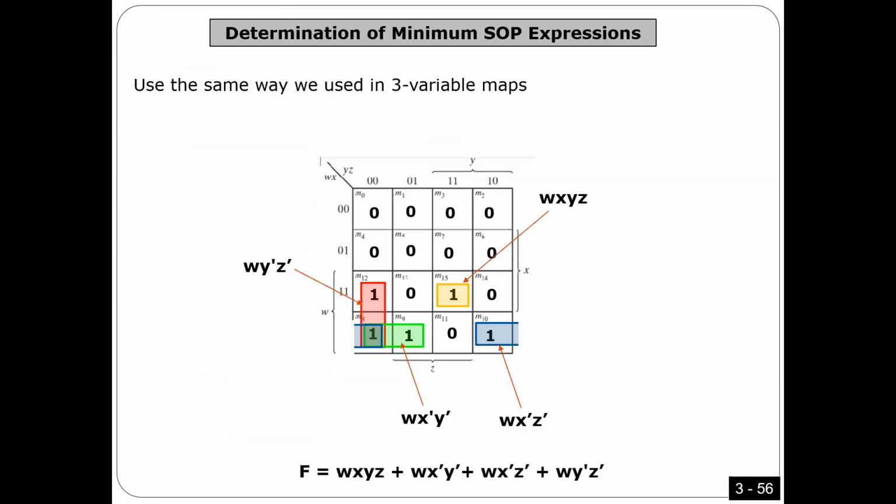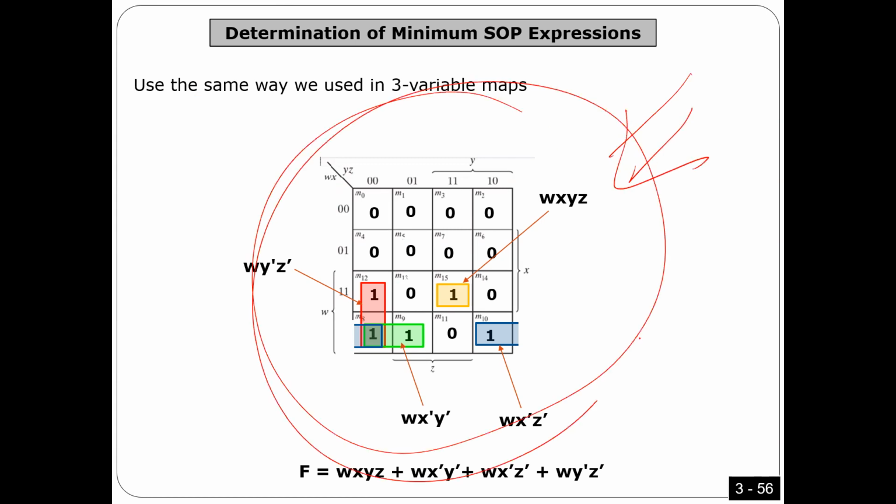Okay. Now, similar to what I did before, given this map here, I need to create groups that can cover all ones. I have to be careful when I select the groups because I need to minimize the number of groups and try to maximize the size of the groups. You have to be careful.